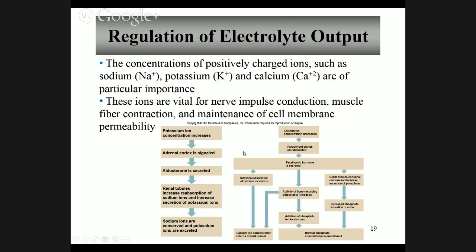There's an addition: after the activity of bone resorbing osteoclasts increases, there will be addition of phosphate into the bloodstream, and that helps maintain normal phosphate concentration.